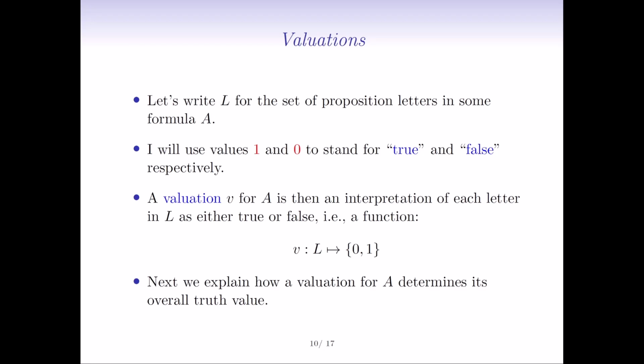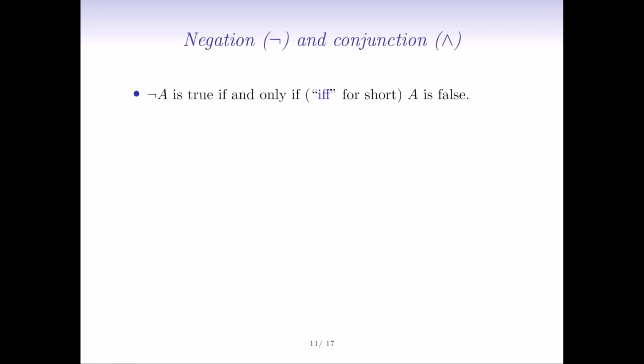Next, I'm going to explain how, given a valuation for A, which just tells you whether the propositions in the formula are true or false, that actually determines completely whether or not the formula is true or false overall, and that's determined by the connectives. Okay, so let's start with negation. Negation is a pretty simple case. Negation just flips the truth value of its argument. So not A is true if and only if A is false.